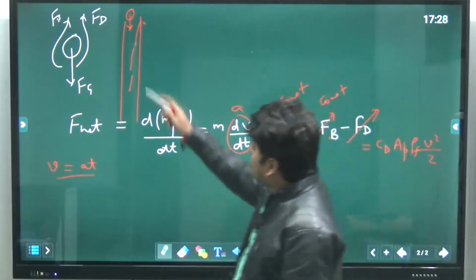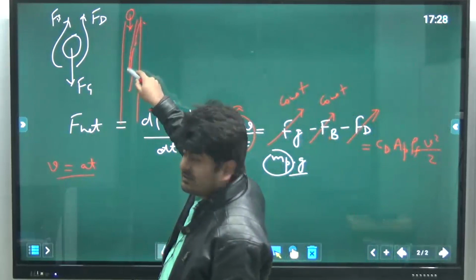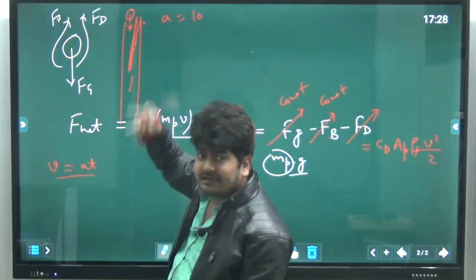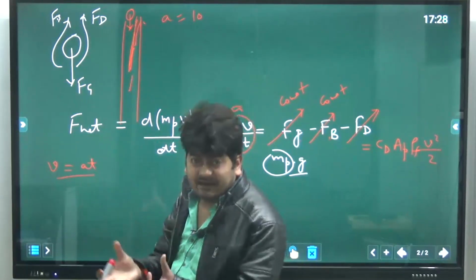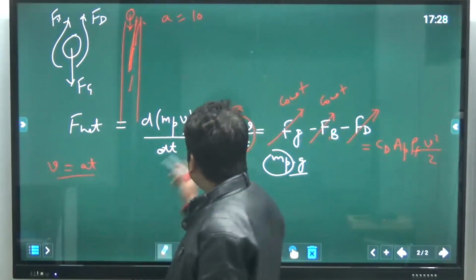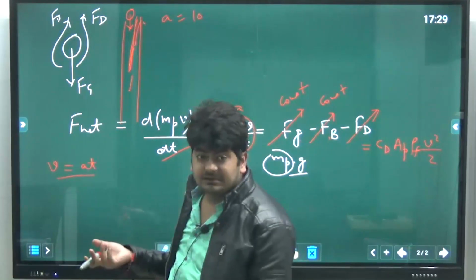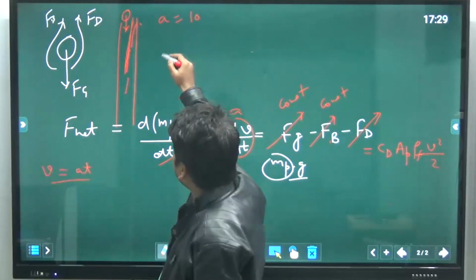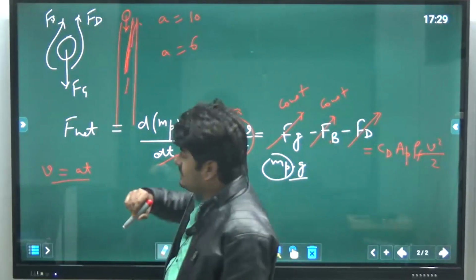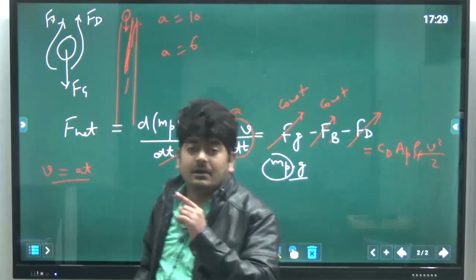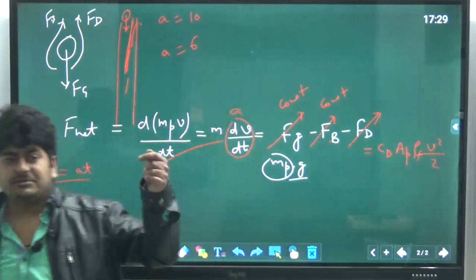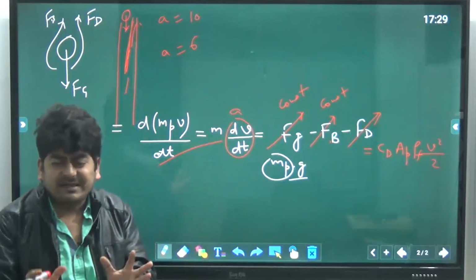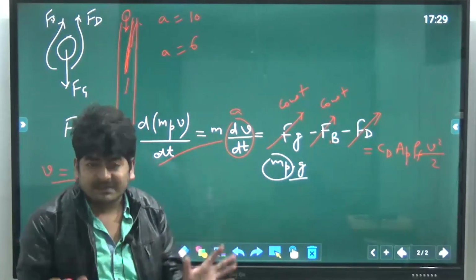How? Because as the particle moves this distance, suppose initially the acceleration was 10. As the particle is settling, obviously resistive forces are acting on the particle, so the rate of change of momentum transfer will decrease. So the acceleration will decrease, and let's say from a equal to 10, it becomes a equal to 6. But still a is there. After 1 second, it decreases from 10 to 6. This is just a simple calculation to understand the concept. Don't go into much mathematics.